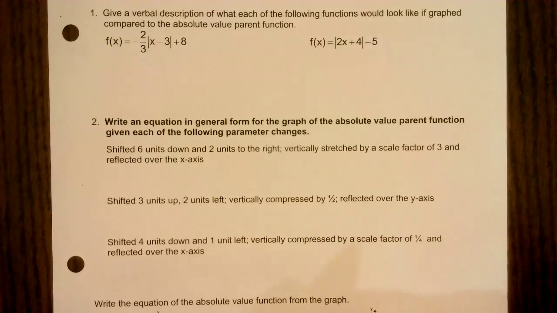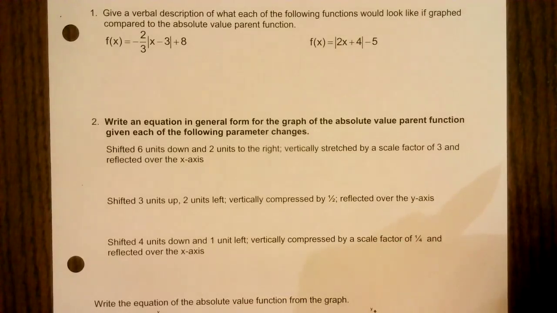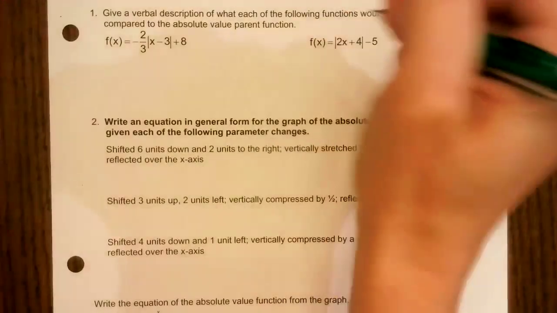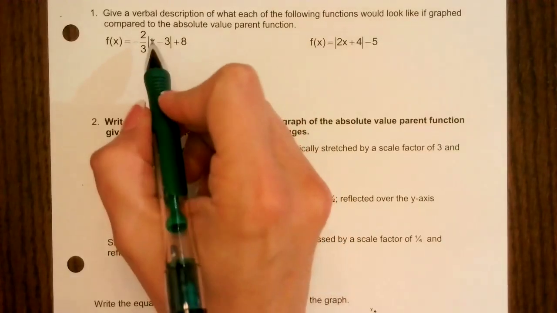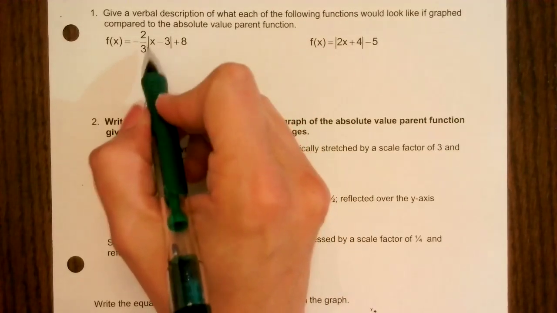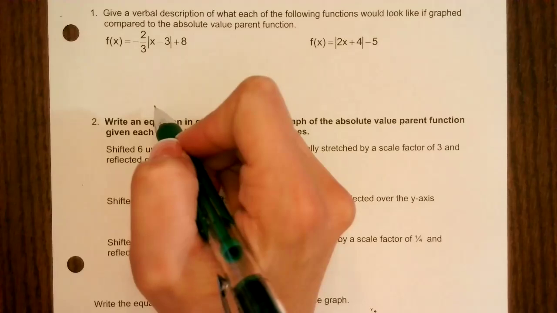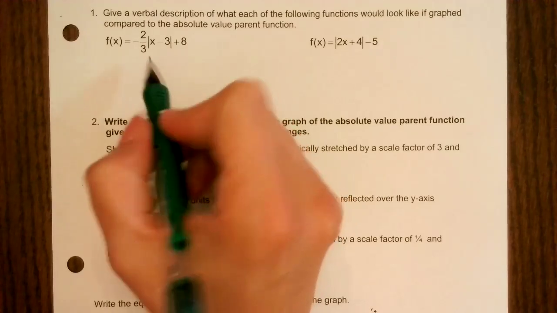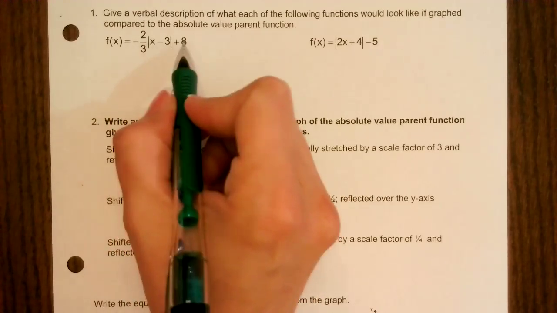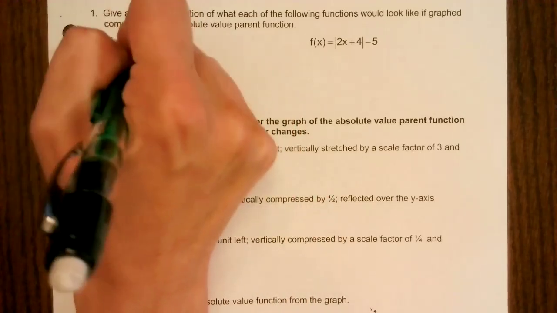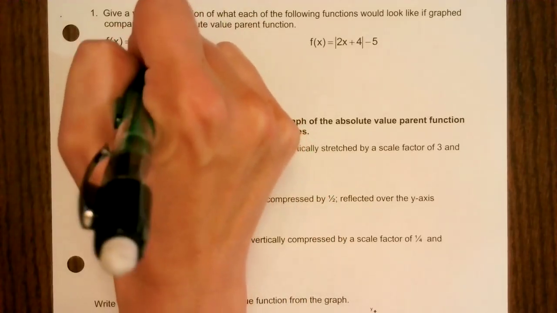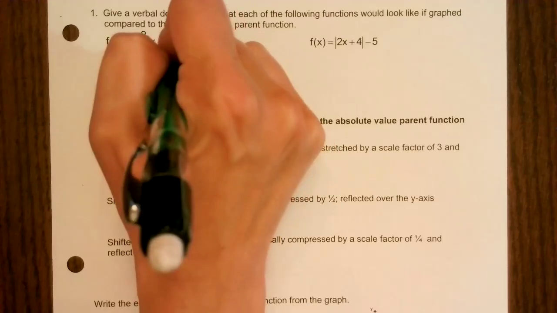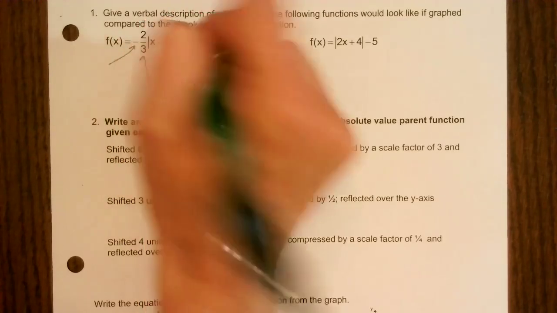So this first part here wants a verbal description of the transformations compared to its absolute value parent function. And so the parent function, remember, is y equals the absolute value of x. So these two absolute value bars tell us that's what we want to start with, the absolute value parent function. But we've got four different transformations here. And so when it asks for a verbal description, you want to talk about each one of these parts and what it does to our graph.